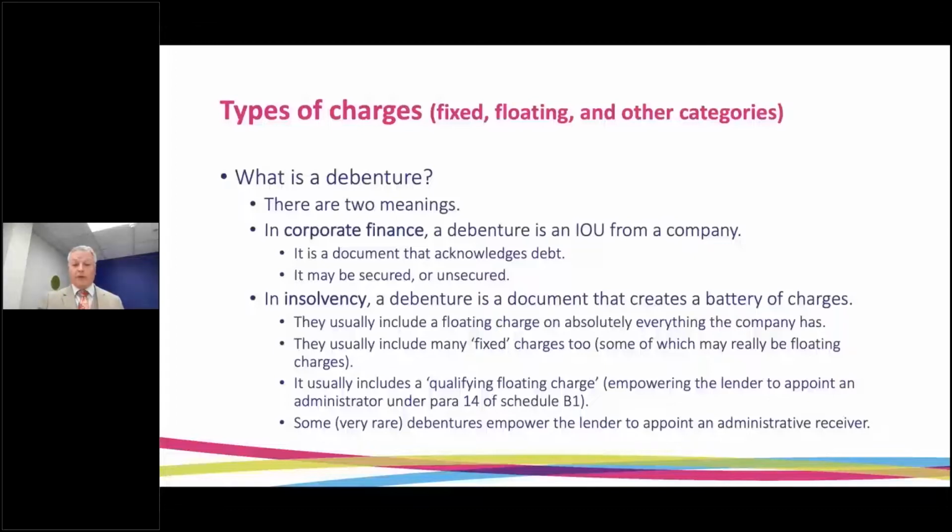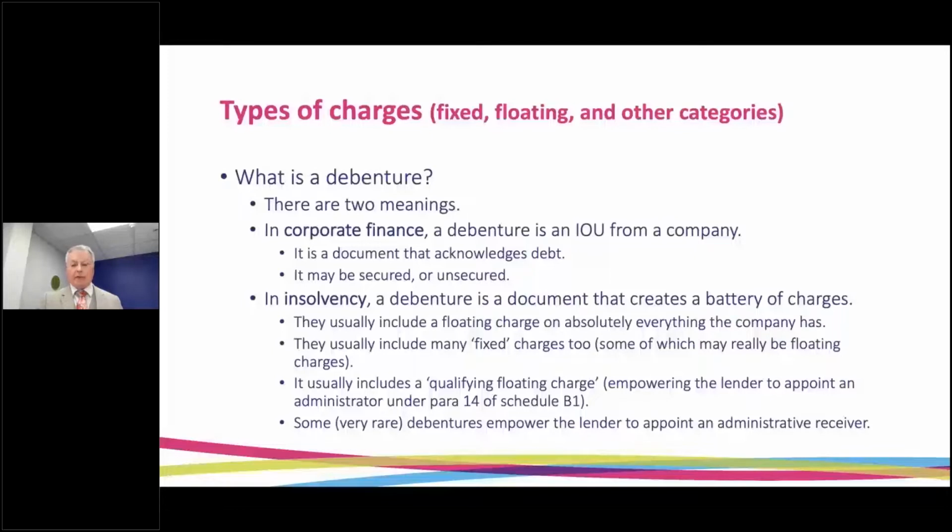A debenture will normally contain many fixed charges as well, and actually some of those fixed charges will actually be floating charges, although they're described as fixed charges. And just as an aside there, when it comes to looking at the priority of payments, don't assume that a lender has a fixed charge just because the charge document says it is a fixed charge. It may well be a floating charge, and so subject to prior claims by preferential creditors, possibly the prescribed part.